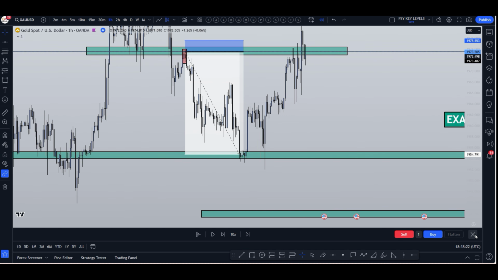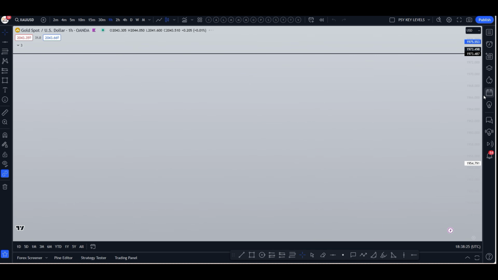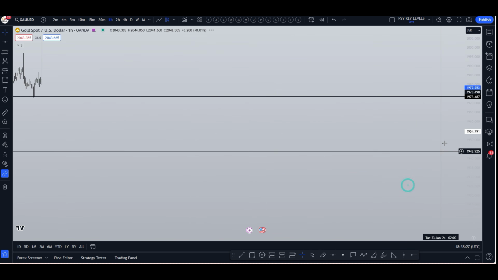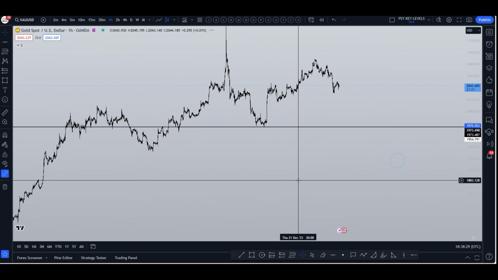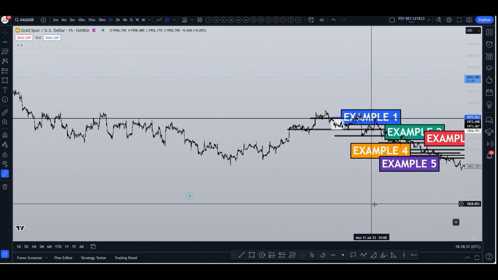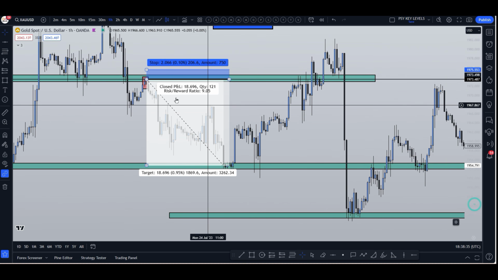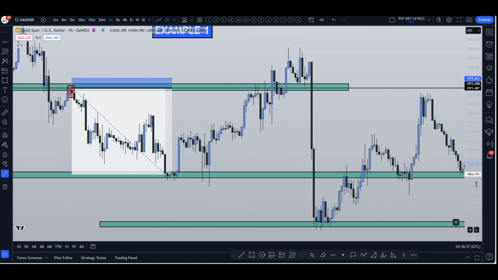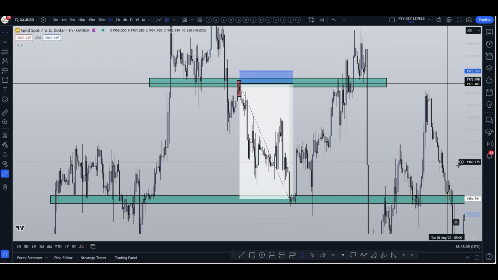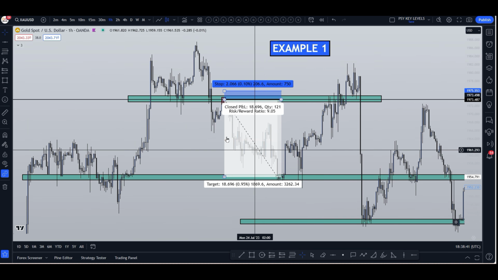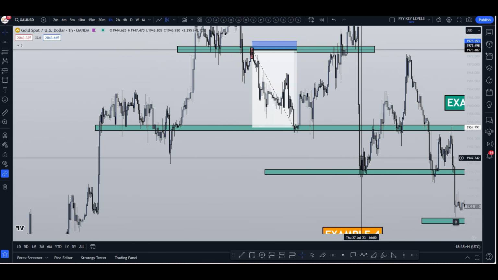Okay, if I just get off this replay mode now, we move on to the next example, if I can even find it. Okay, so now I'm going to highlight these in red so you know. So example 1 there, example 2.